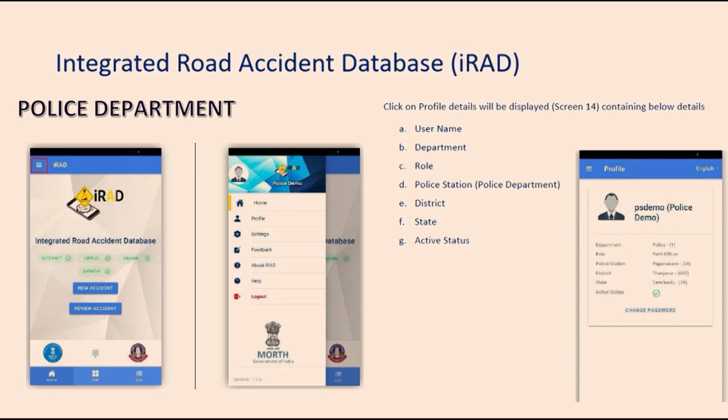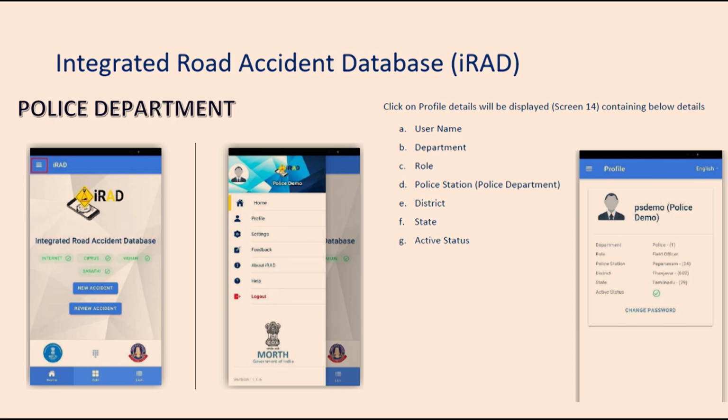One of the features implemented here is that you cannot create a new report if the accident is more than 4 days old. So, you cannot create and backdate an accident record. Four days has been given as a buffer time.